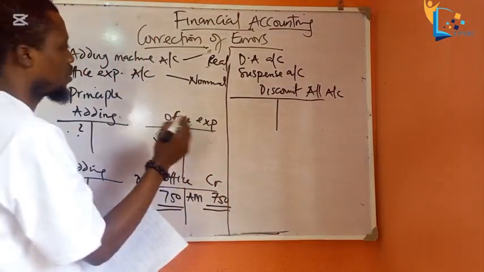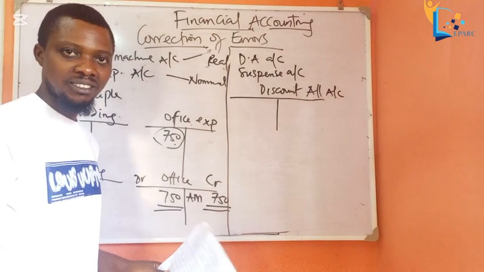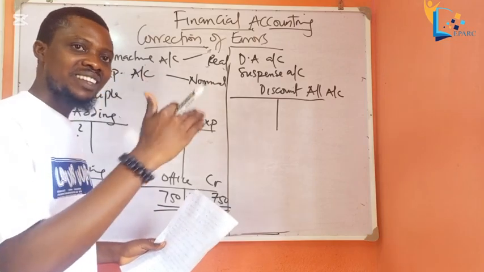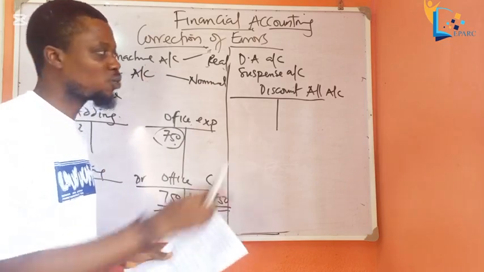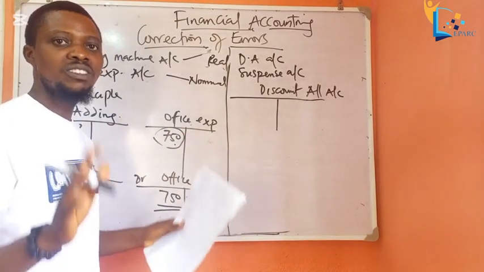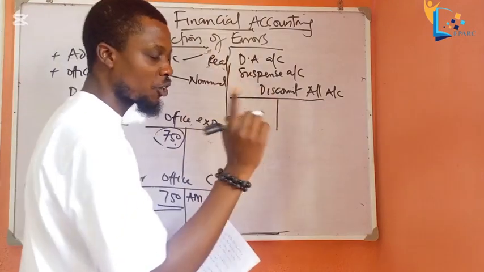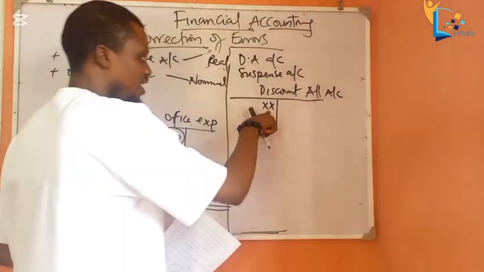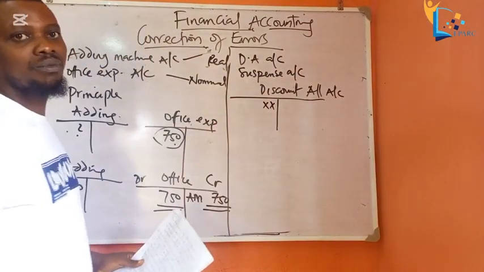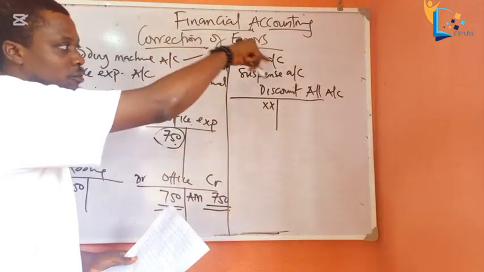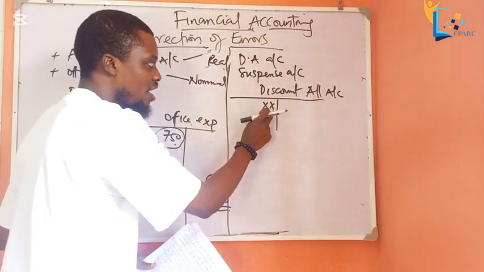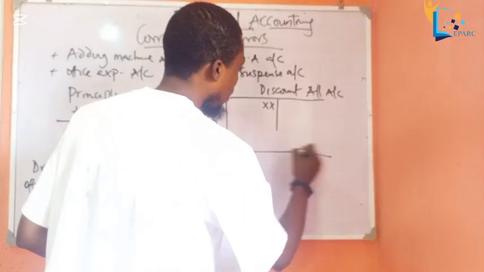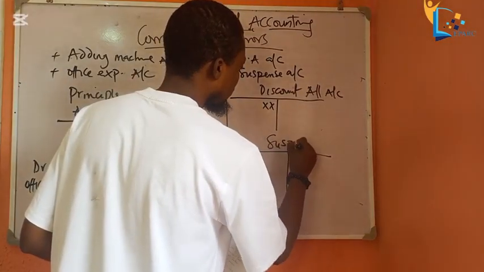So now, discount allowed is an expense, okay? Assets and expenses have debit balances. So discount allowed is an expense, so it has a debit balance. The error here is that the accountant or the bookkeeper didn't enter that money here. It's supposed to be picked up from the cash book and posted here on the discount allowed account, but you didn't do that, okay? So we have to correct it by opening our suspense account.